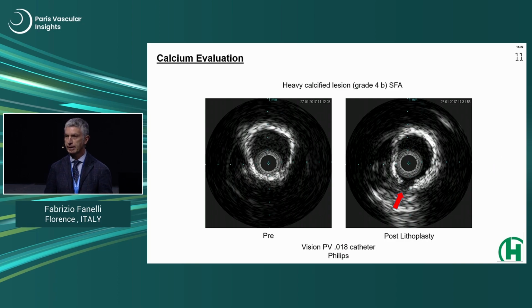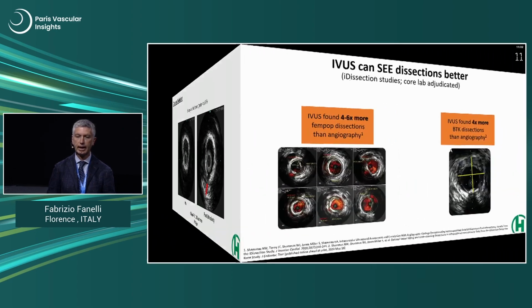Calcium, the big enemy. The good thing of IVUS, there are no artifacts. You see, this is a 360 circumferential distribution in the vessel wall after lithoplasty or lithotripsy. Nowadays, you can see there is a nice channel that we created with the IVL. A lot of information is coming from using the IVUS.